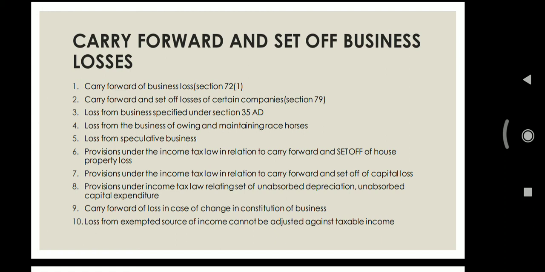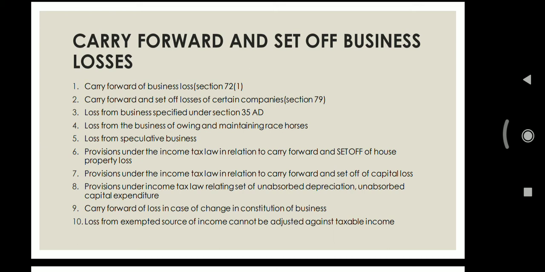Loss from business specified under section 35AD cannot be set off against any other income except income from specified business. This section is applicable in respect of specified businesses like cold chain facility, setting up and operating a warehouse facility for storage of agricultural produce, developing and building a housing project, etc.